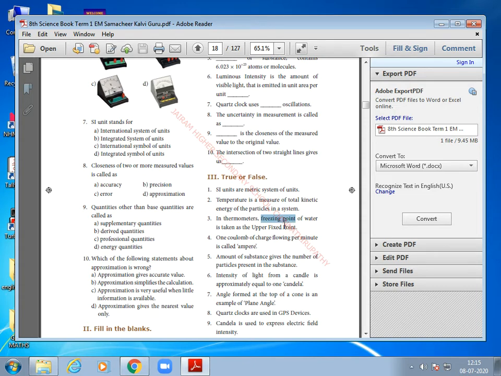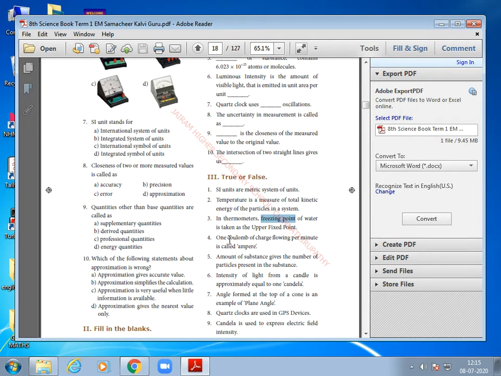Okay. Or how can we write it, otherwise: the freezing point of the water is taken as a lower fixed point. Either change freezing point or change upper point. Okay. This is a correct statement. Instead of freezing point, change it to boiling point. Okay. It's a correct answer. So the third statement is also false.